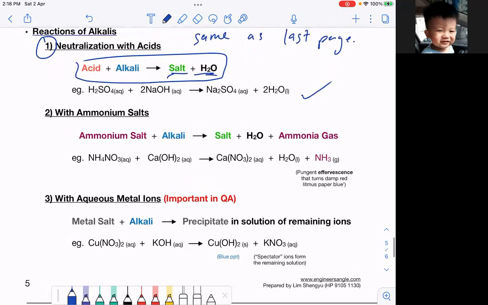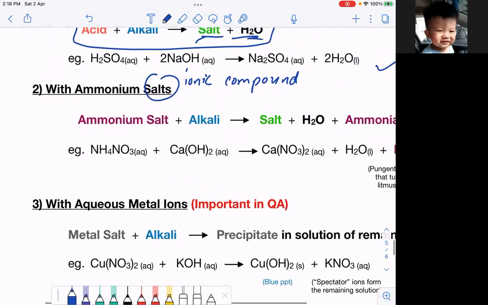Alkalines love to react with ammonium salt. That means a salt. Just now I said what is a salt. Salt is just an ionic compound. And ammonium, I'm going to ask Xiang Hui to tell me, because just now he was struggling with ions. Xiang Hui, what is ammonium?